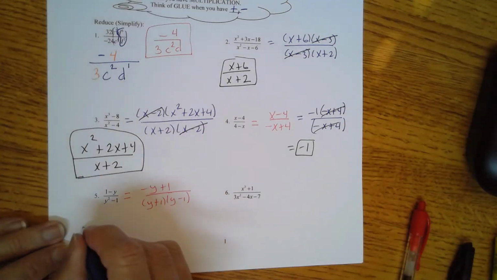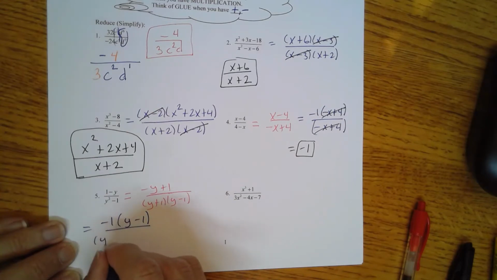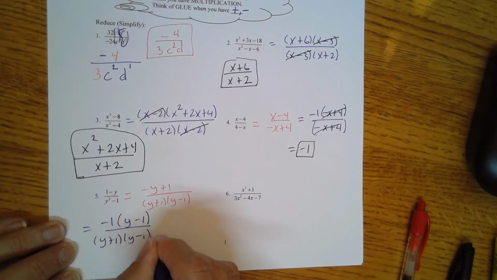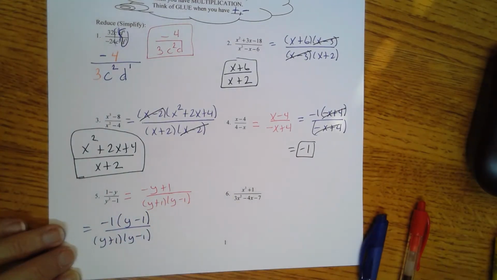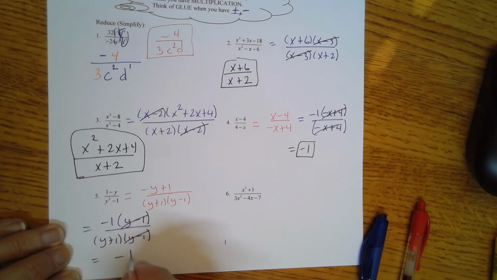Now that I have factored the denominator, I can see that the numerator has factors that are complete opposites. So I'm going to take out a negative 1 from the top, and I'm left with y minus 1. And the denominator, I'll keep just as is. So I'm doing that negative 1 trick. Because I factored out a negative 1, I do have a common factor on top and bottom, so I'll divide them out. And I'm left with negative 1 over y plus 1.